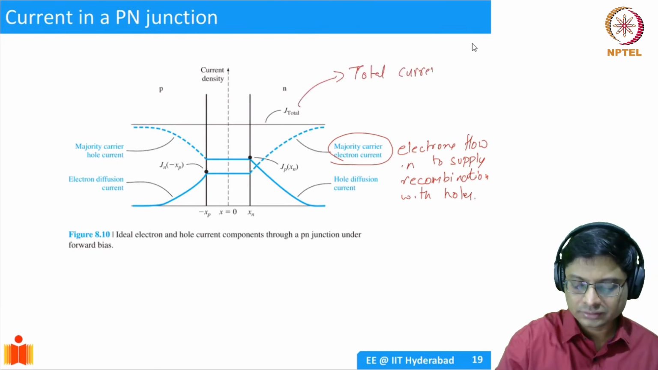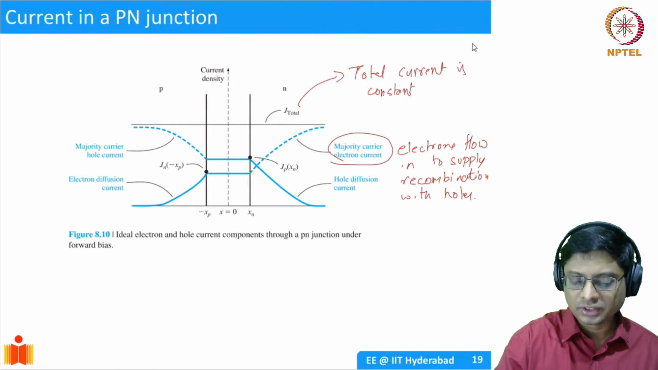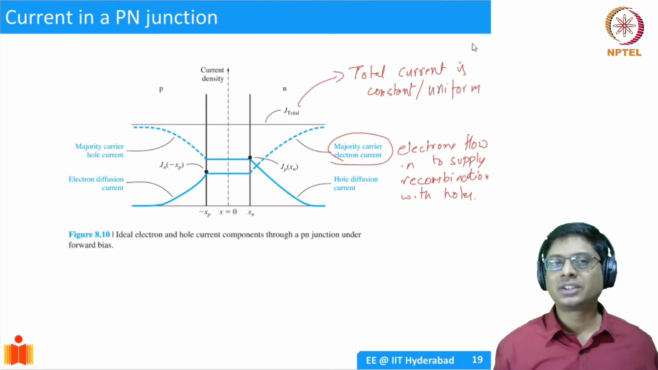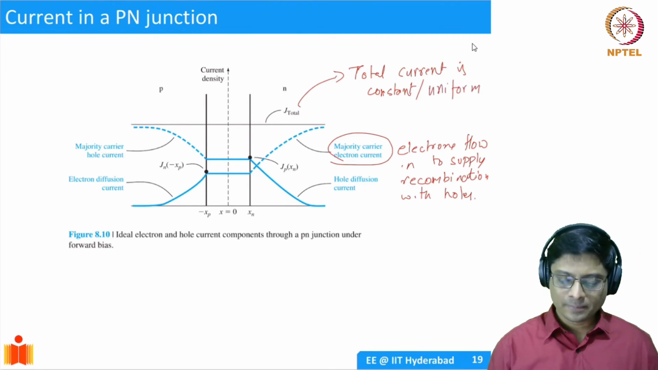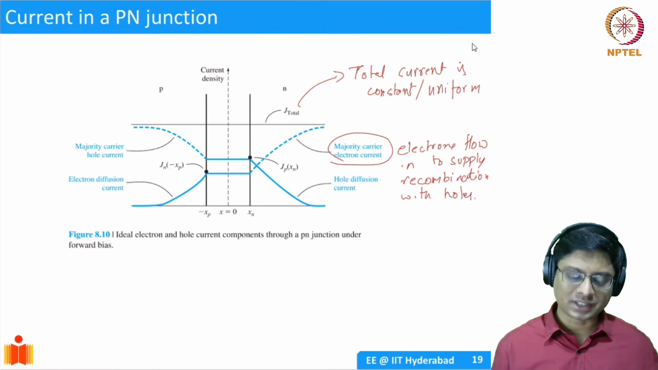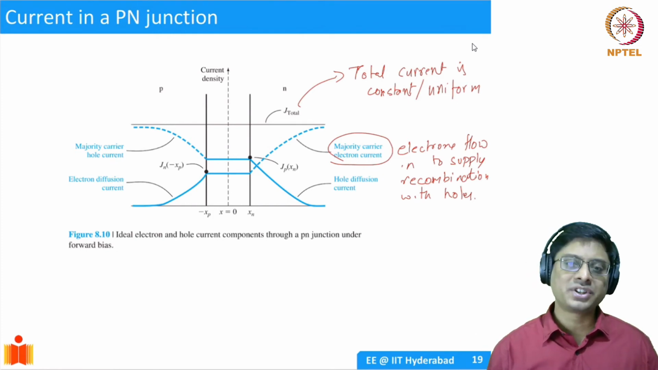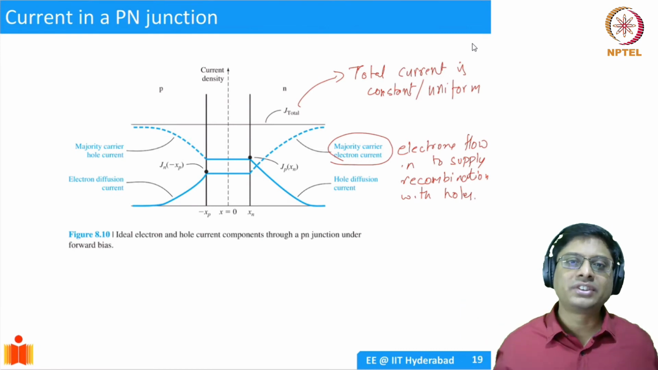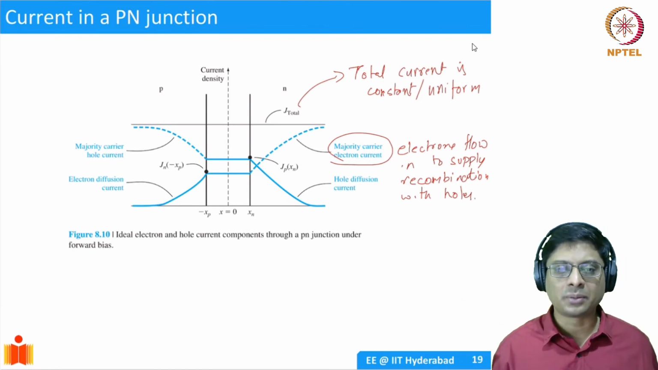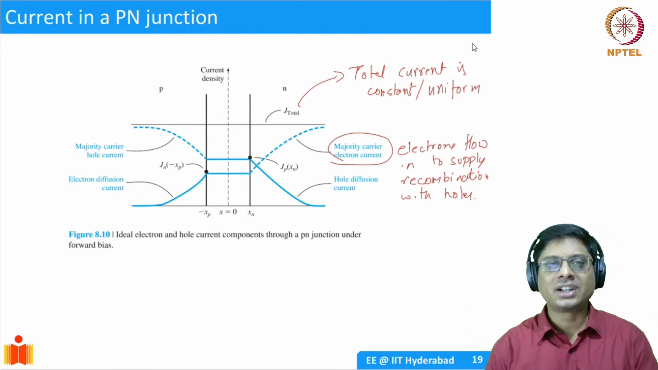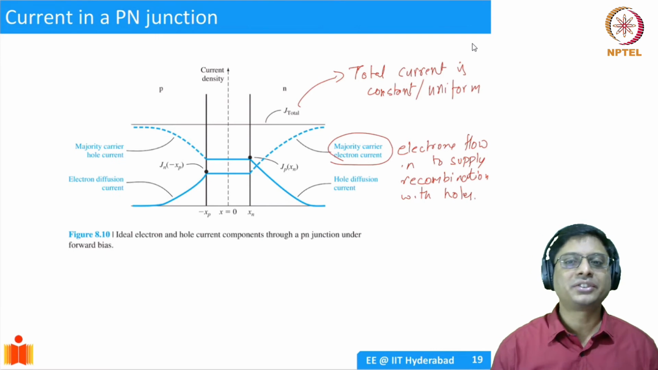So overall, one important rule that can never be broken is that the total current is constant, or rather uniform, because you're not having any other source or sink of current. So essentially, whatever is coming from the left has to go into the right. Only the distribution changes. In the quasi-neutral regions, you have the drift current dominating, a majority carrier drift. But at the junction, it is the diffusion of minority carriers that is dominating.